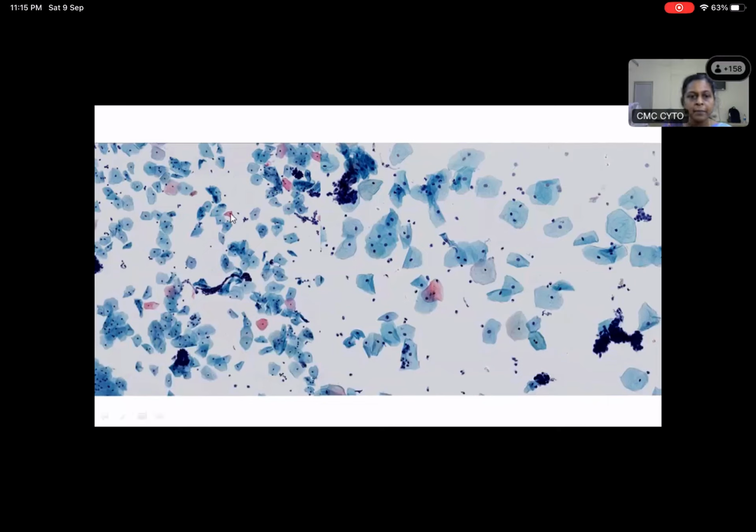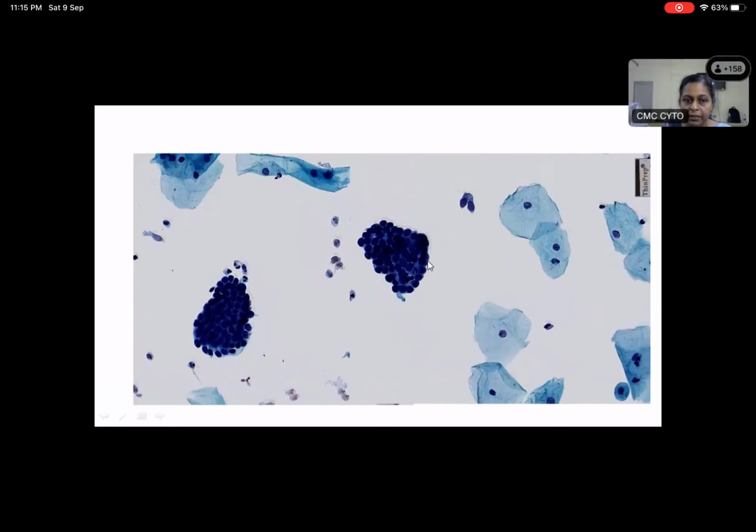So what do you see in the background? What are the predominant cells in the background? Intermediate cells, ma'am, along with few squamous cells. You see squamous cells in the background, yes? And then intermediate you see some clusters, ma'am. Yeah, some clusters of cells you are able to make out here.